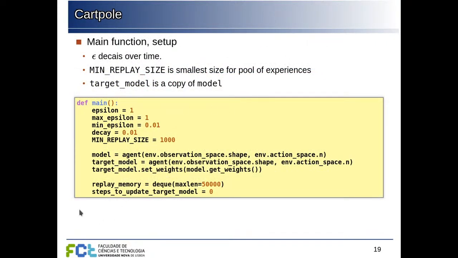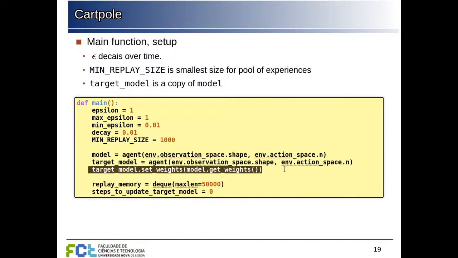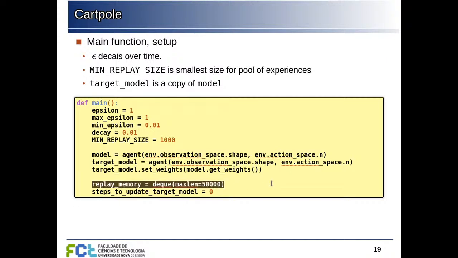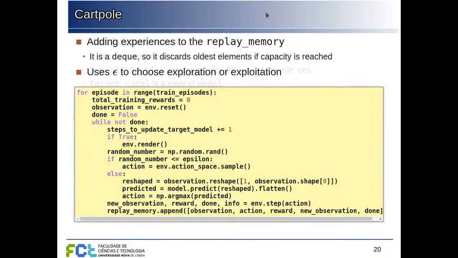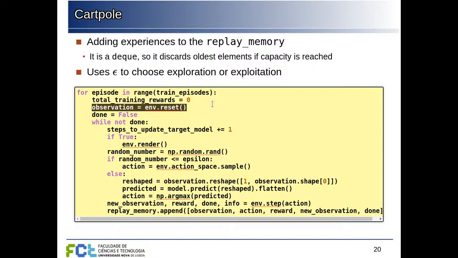So the main loop here: we create the model for our agent. We copy that model into the target model. We create this pool for examples, which has a maximum of 50,000 experiences. And now we will follow the steps of the game. So basically, we reset the game for each episode. Each episode, in this case, is a complete game, trying to balance the pole until it falls. And now we can take some action.